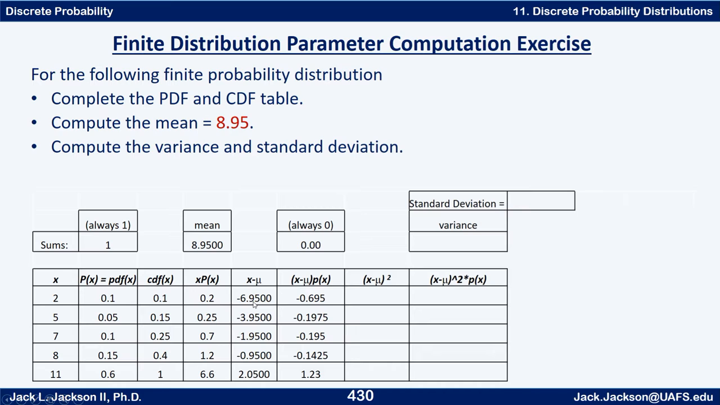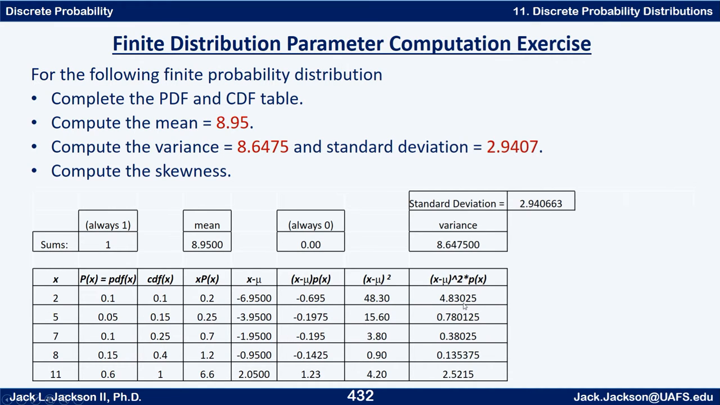Negative 6.95 squared is 48.3. And negative 3.95 squared is 15.6. Negative 1.95 squared is 3.8. 0.95, positive or negative, squared is 0.9. And 2.05 squared is 4.20. Then take each one of these, multiply by the probability. 0.1 times 48.3 is 4.83, and so forth. I think some of these are rounded off on the squares, and these are probably rounded off too, but to more digits.